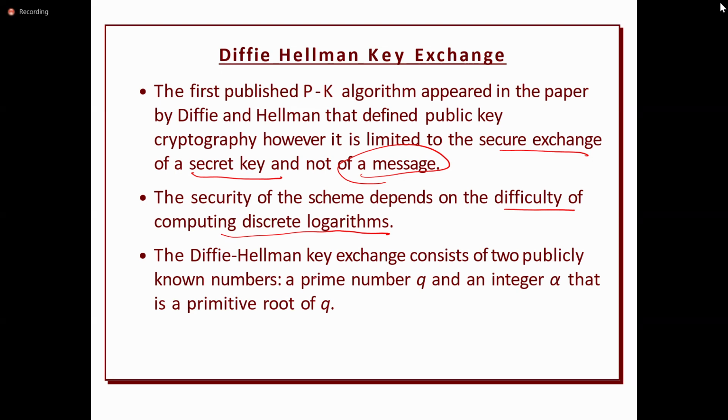So the procedure of this algorithm is, initially it uses a prime number. If the prime number is represented with Q, there will be an integer alpha, which is the primitive root of Q. So totally it requires two numbers. One is the prime number Q, the other one is a primitive root of Q. Primitive root of that particular prime number.